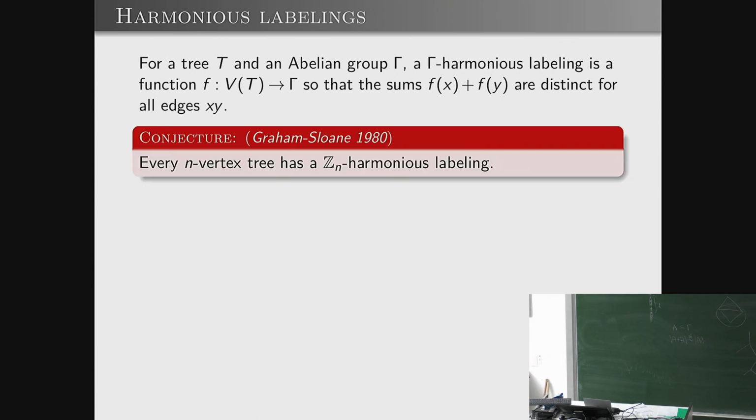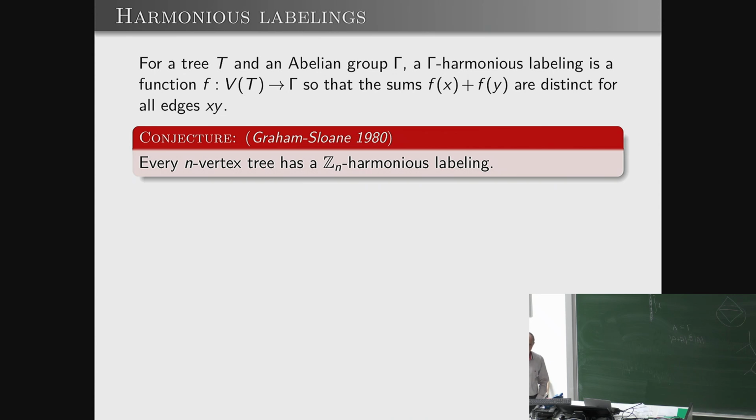The famous conjecture of Graham and Sloane says that you can almost always get it. If you take an arbitrary tree on n vertices, it always has a harmonious labeling by the numbers from 1 up to n, with addition mod n, such that the sums are distinct. Observe that this is quite a non-trivial statement, because the number of potential trees on n vertices is super exponential.